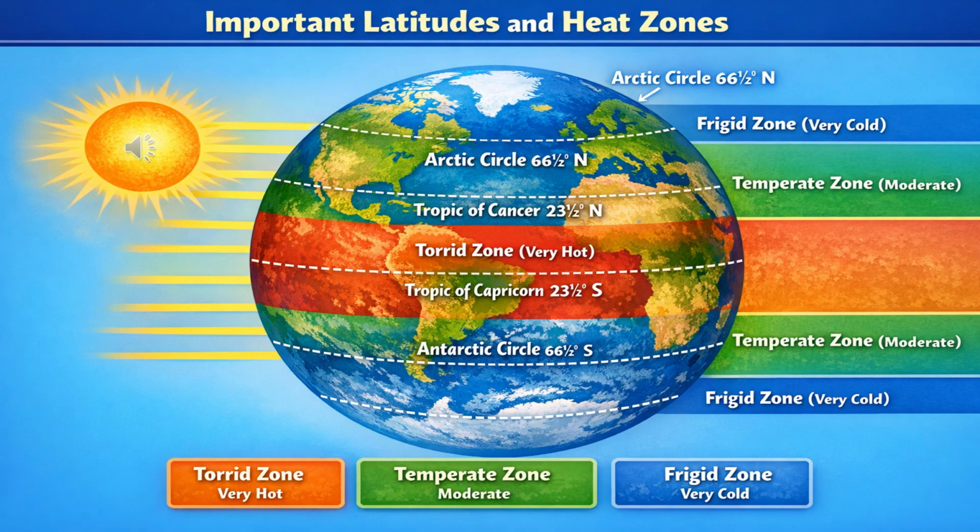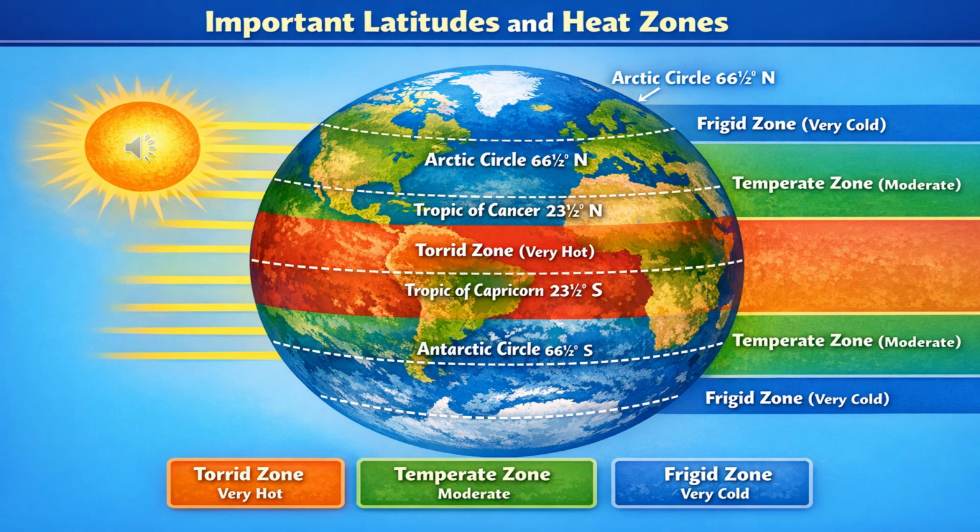In this image, important latitudes are marked. Tropic of Cancer, 23½ degrees north. Tropic of Capricorn, 23½ degrees south. Arctic Circle, 66½ degrees north. Antarctic Circle, 66½ degrees south.